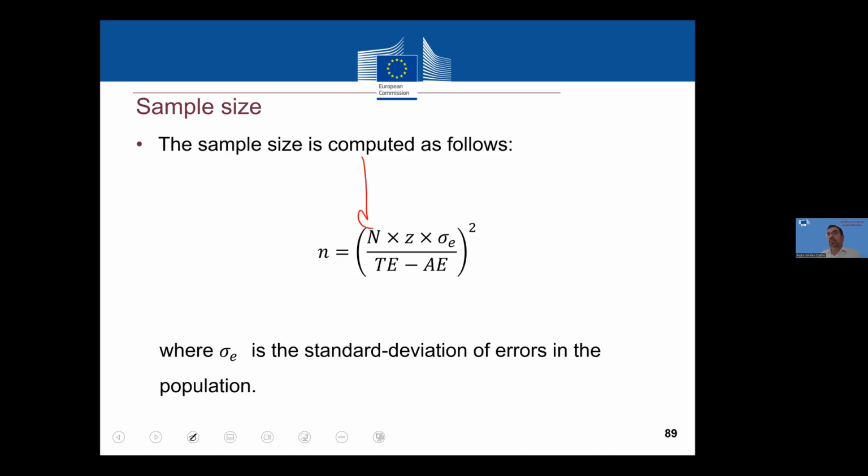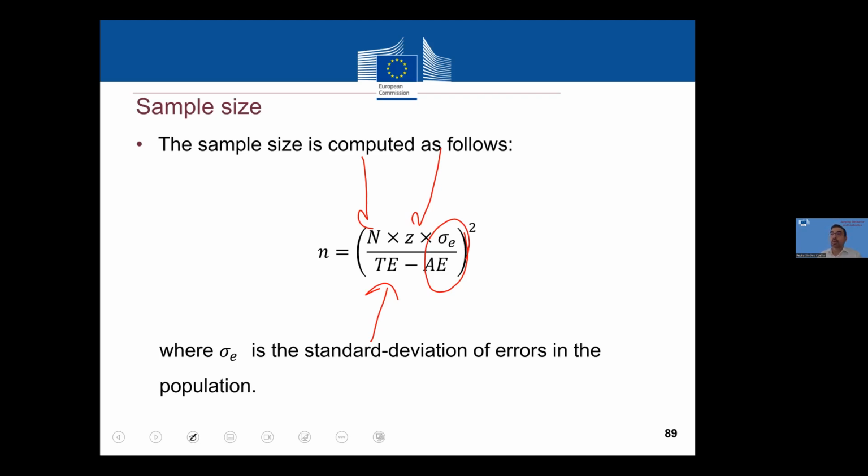And no doubt about it is the number of operations in the population. Z comes from a table. We will address it in a moment. Tolerable error, no doubt, it's 2% of the expenditure, but among these 5, there are two parameters that are doubtful: the standard deviation of the errors and the anticipated error. Why? Because I don't know their values. If I knew their values, I wouldn't need to do any audit, because I would know the population.